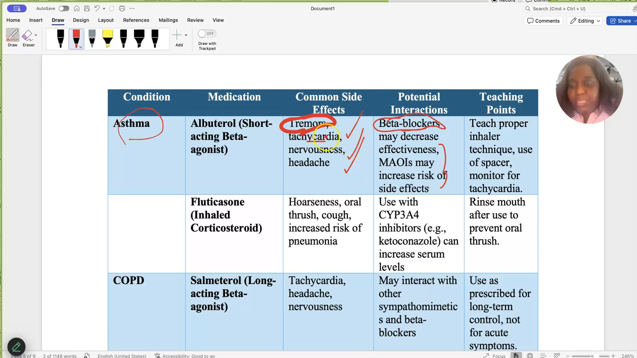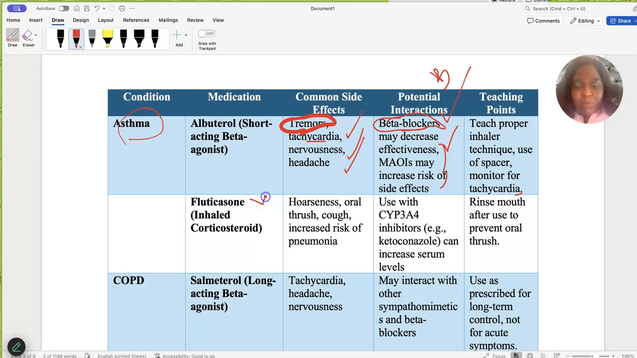How do you teach your patients then? You want to teach proper inhaler technique. Use a spacer. Monitor for tachycardia. This is also relevant, but what I want you to hold on to is the fact that beta blockers and asthma do not go together because of bronchospasm.